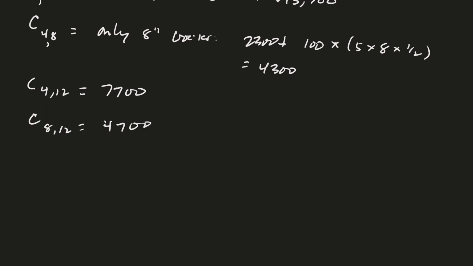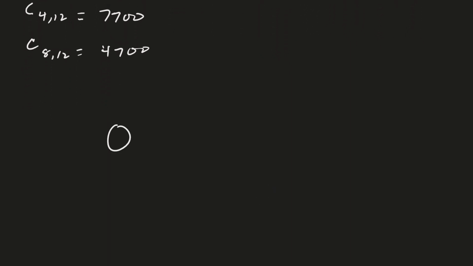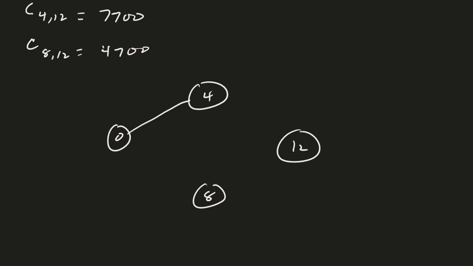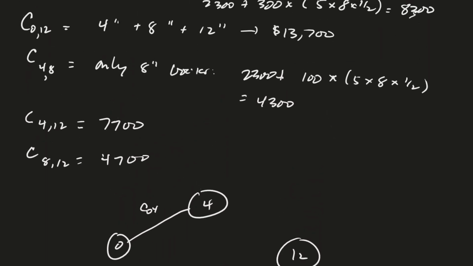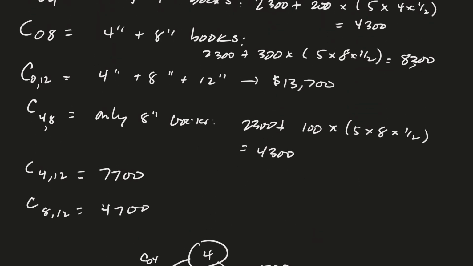Okay, so I have all these costs for my C's. And so now, how is this going to be related to a network? Well, the idea is our network is going to be our inches for our books are going to be the nodes. So 0, 4, and then we'll have an 8 and a 12. And so this edge right here will be for C04, which was 4,300. So the cost for that is 4,300. Right, and then C412. So that one's 7,700. Right, and then C812 was 4,700. C08 is here, 8,300.